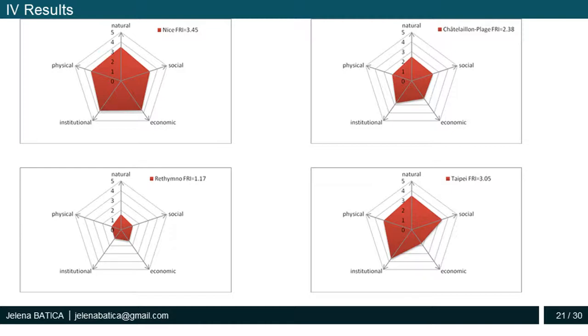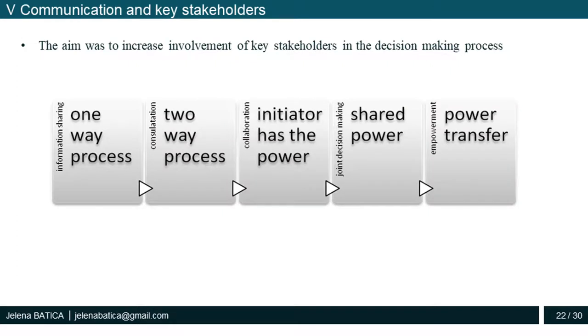And the next point is the communication and the key stakeholders. The aim of this research was to increase involvement of key stakeholders in the decision-making process. Now, there are different ways how you are including different stakeholders. You have a one-way process where you have information sharing, a two-way process with consultation, and then you are initiating the power through different collaboration, shared power, or power transfer.